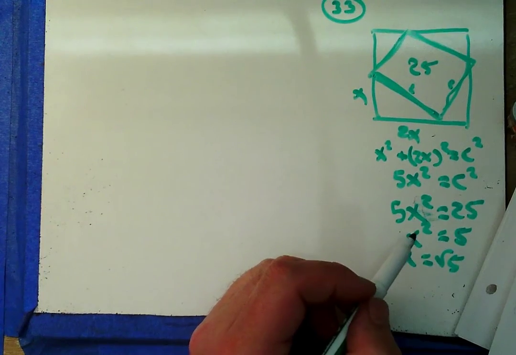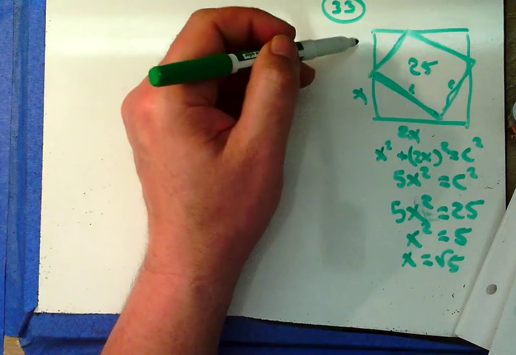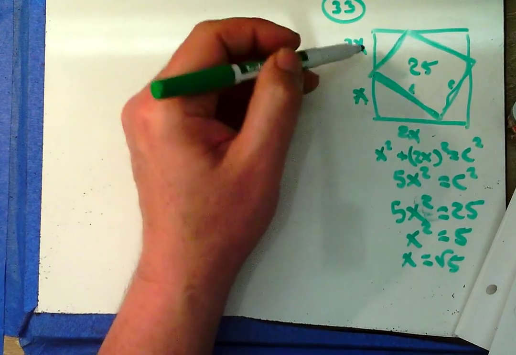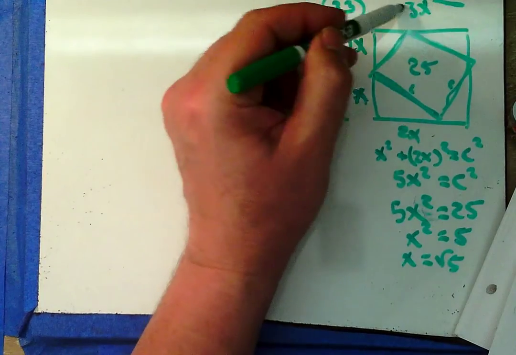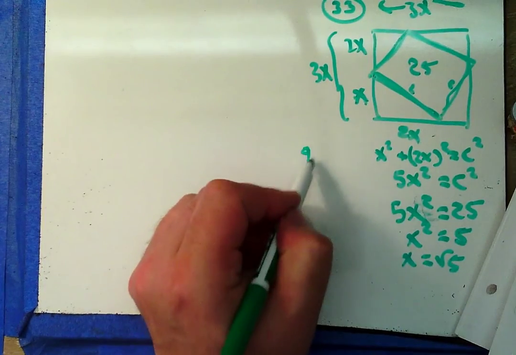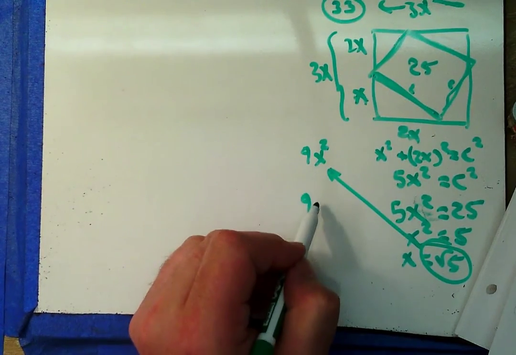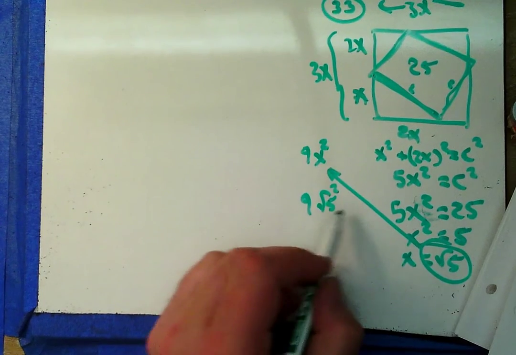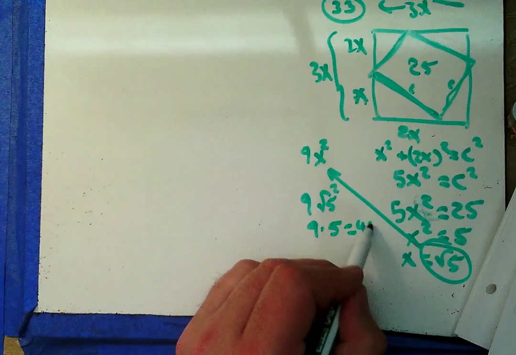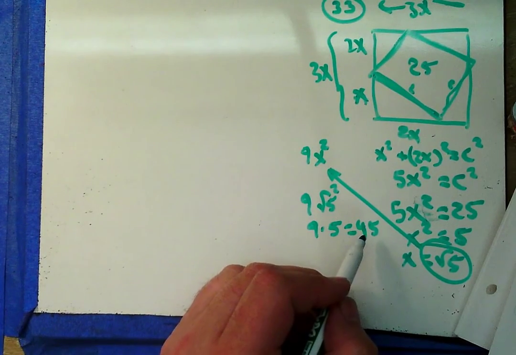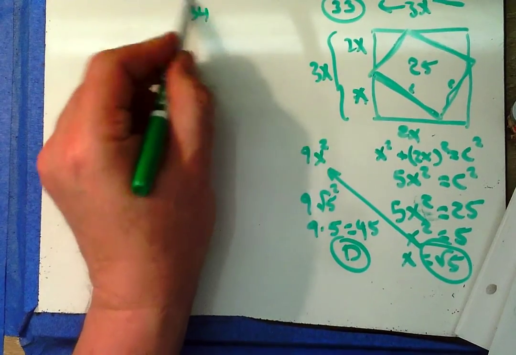So then they say, what's the area of the big outside square? Well, we know this is 2x plus x for a total of 3x, and this is 3x. So our area is 9x squared when x equals root 5. So 9 times root 5 squared. Root 5 times root 5 is 5, times 9 is 45, and I get that D is the answer to 33.